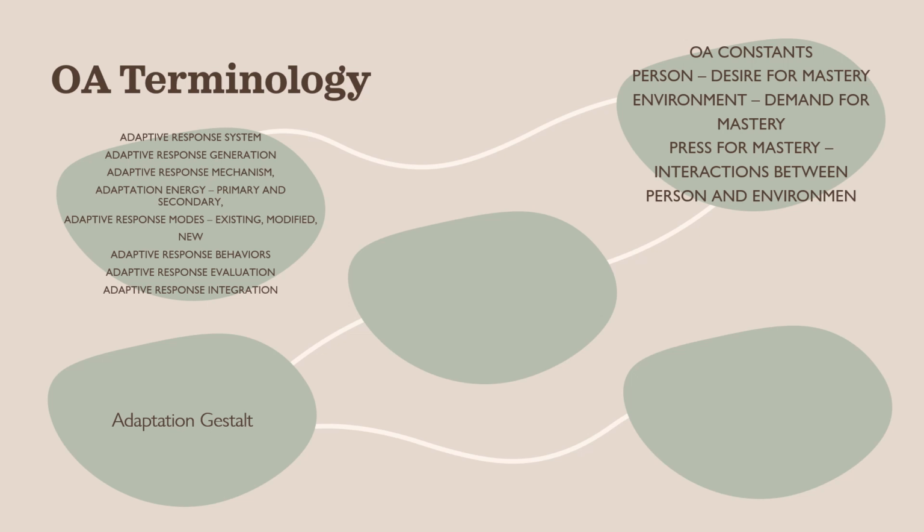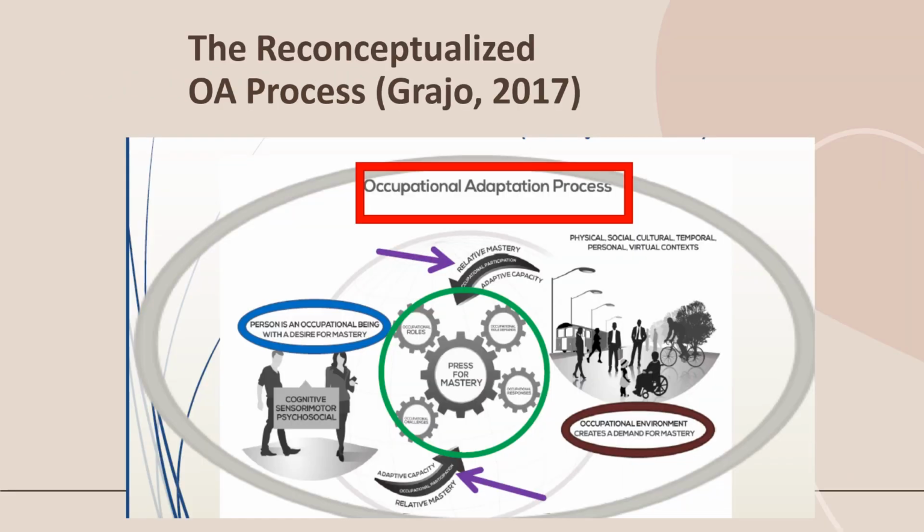So it sounds really confusing right now. And then each person has their own adaptation gestalt, or how they see it. So a lot of this terminology you can see is similar to what we talked about in the MOHO model as well. So this is the new and improved way to understand or to conceptualize the occupational adaptation process.